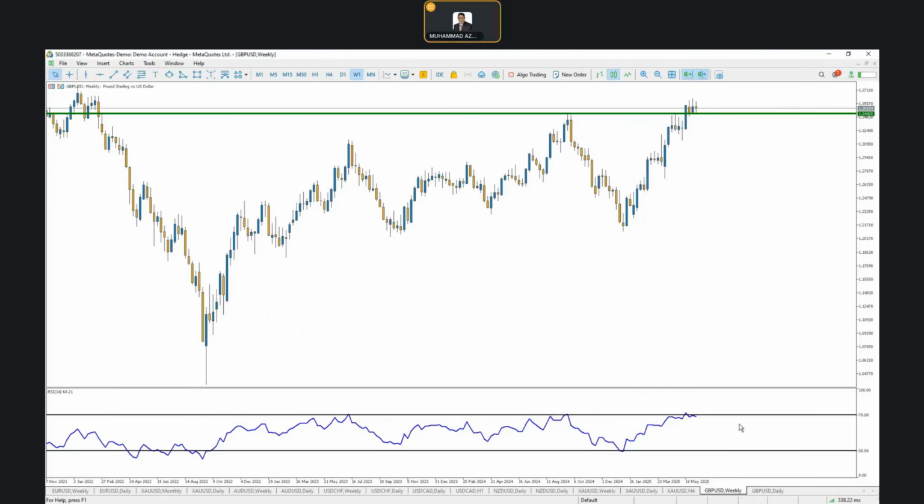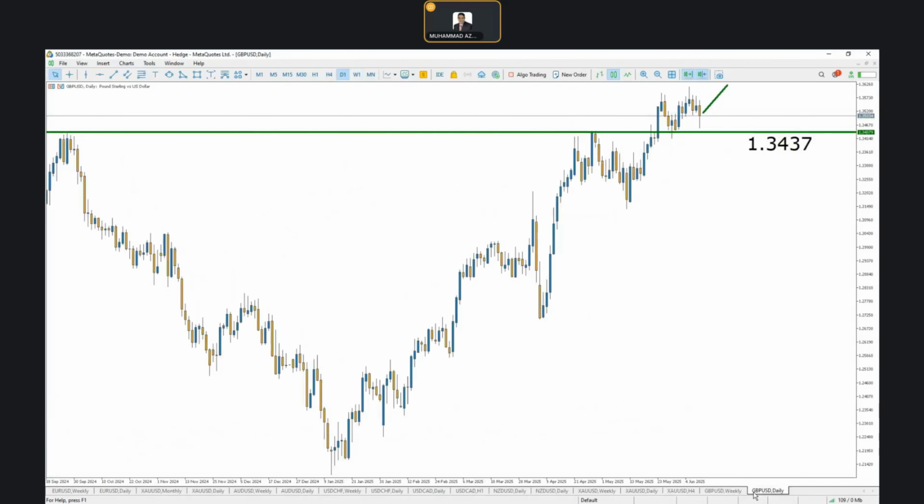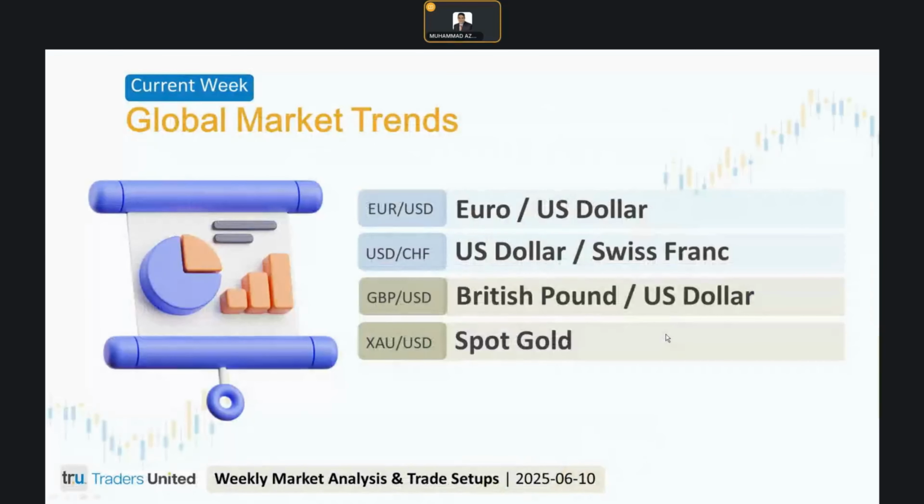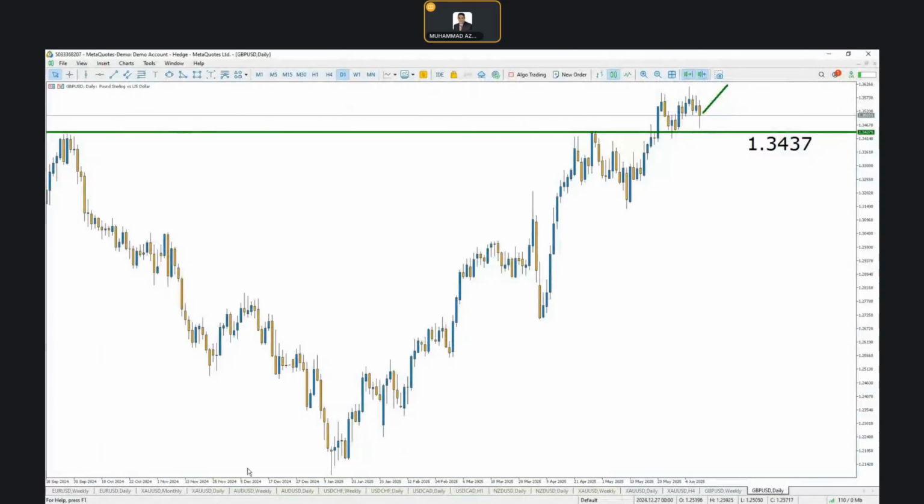This looks like to me a clear uptrend. I know the market is overbought with the RSI in the weekly time frame, but overall it just keeps printing higher swing highs and higher swing lows. So the way I see it looks quite bullish over here. Next, let's take a look at euro dollar and United States dollar versus Swiss franc pairs and see what's going on.